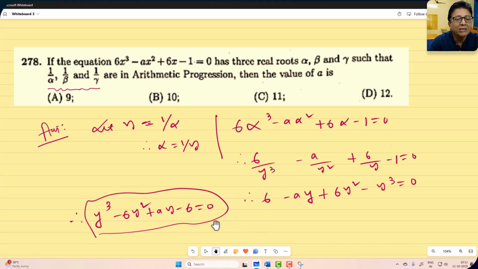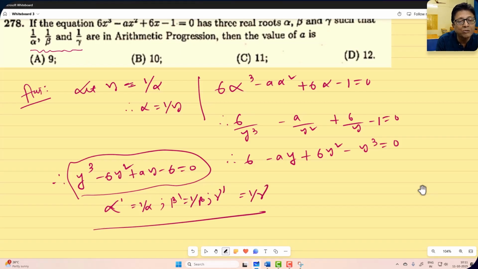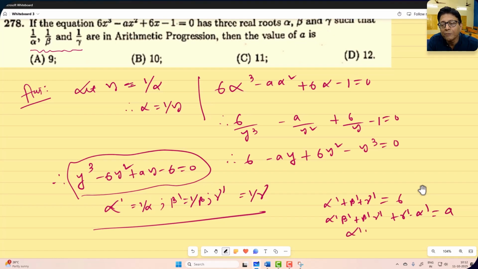This equation has roots 1 by alpha, 1 by beta, 1 by gamma. So we take alpha dashed as 1 by alpha, beta dashed as 1 by beta, gamma dashed as 1 by gamma. They are the roots of this equation. The sum is 6, the sum of products taken two at a time, alpha dashed beta dashed plus beta dashed gamma dashed plus gamma dashed alpha dashed, is A, and the product is 6.